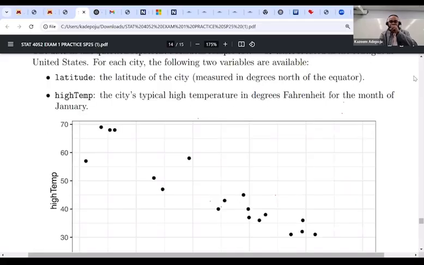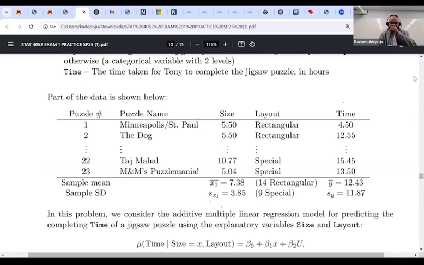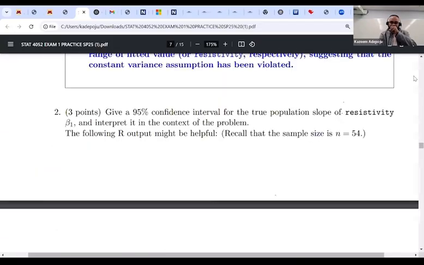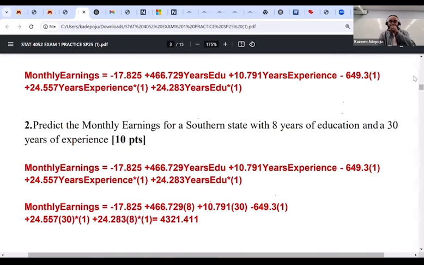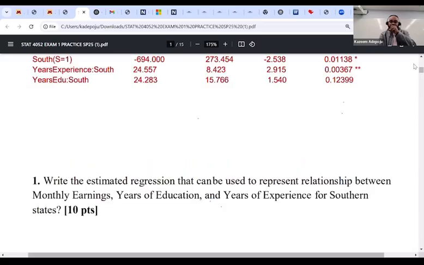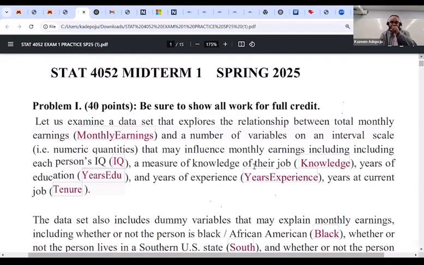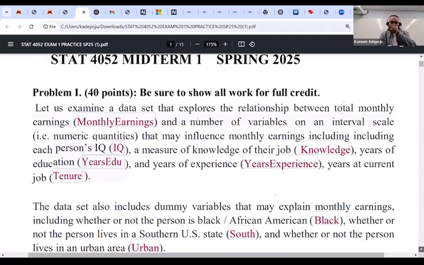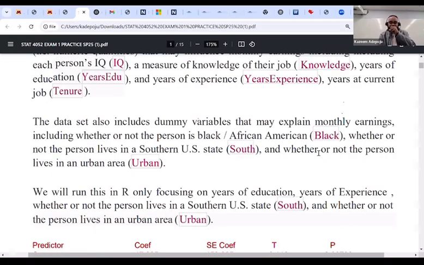Okay. So on Wednesday, I'm going to go over this. I'm also going to go over situations where you have a lot of variables in the model, a combination of categorical variables. This is where I'm going to start on Wednesday, where I talk about looking at the effects of IQ, years of experience, years of education, tenure or monthly earnings, and that includes race and location and so on.